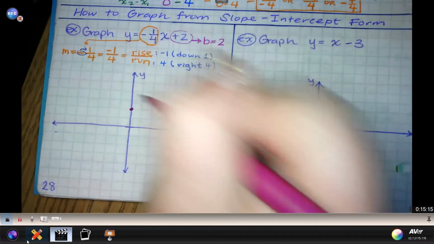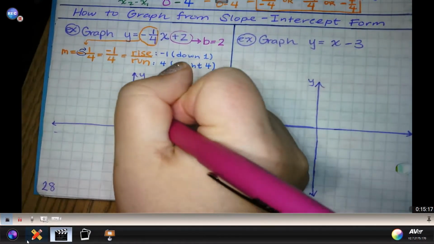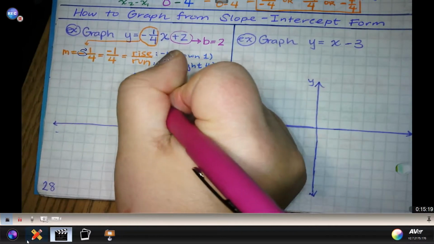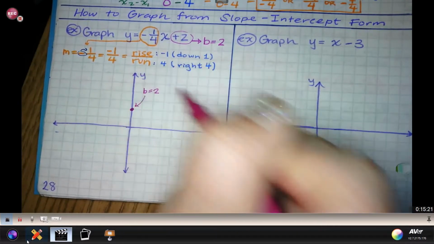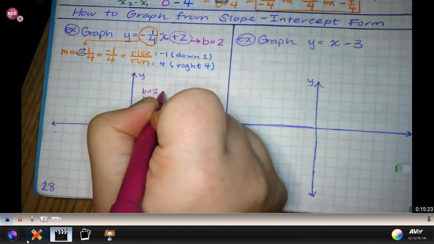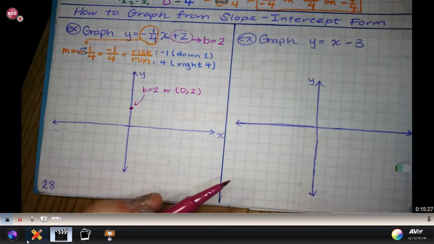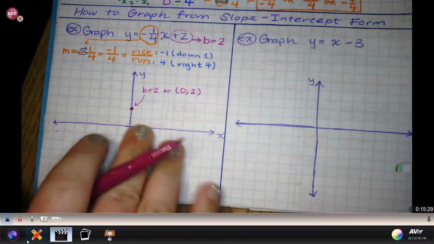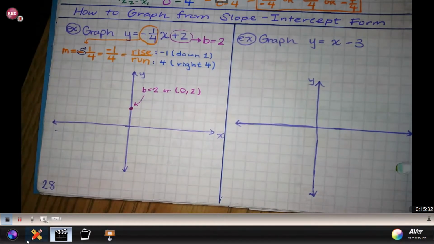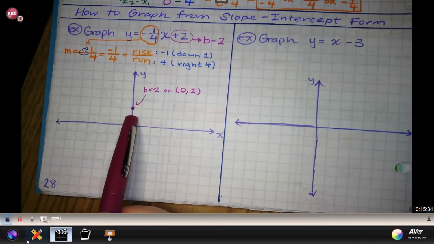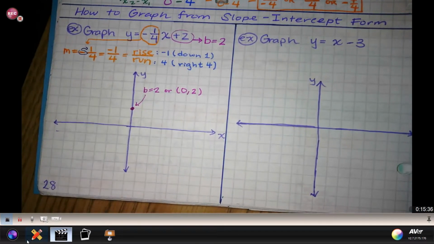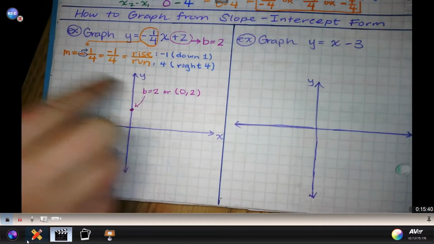And that is because my y-intercept is b equals 2, or (0, 2). Remember, those are the same thing. I just want to make sure you're seeing all the different ways. Now, that is where I begin. Then from there, I'm going to move using my slope.